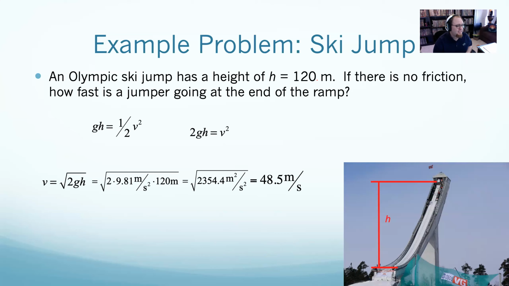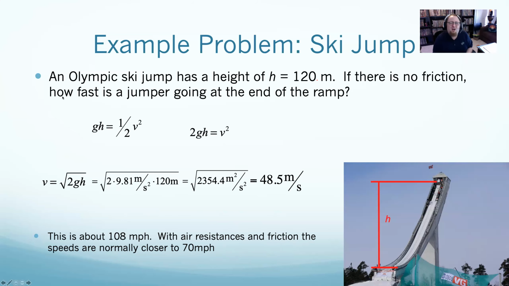Interesting thing about this, that speed, 48.5 meters per second, that's about 108 miles per hour, which is crazy to be going wearing nothing but spandex with big blades attached to your feet. In real life, they only hit about 70 miles per hour. That's because there is air resistance and friction, so energy isn't fully conserved. Though I would still say 70 miles per hour is crazy to go flying through the air in nothing but spandex and a helmet.